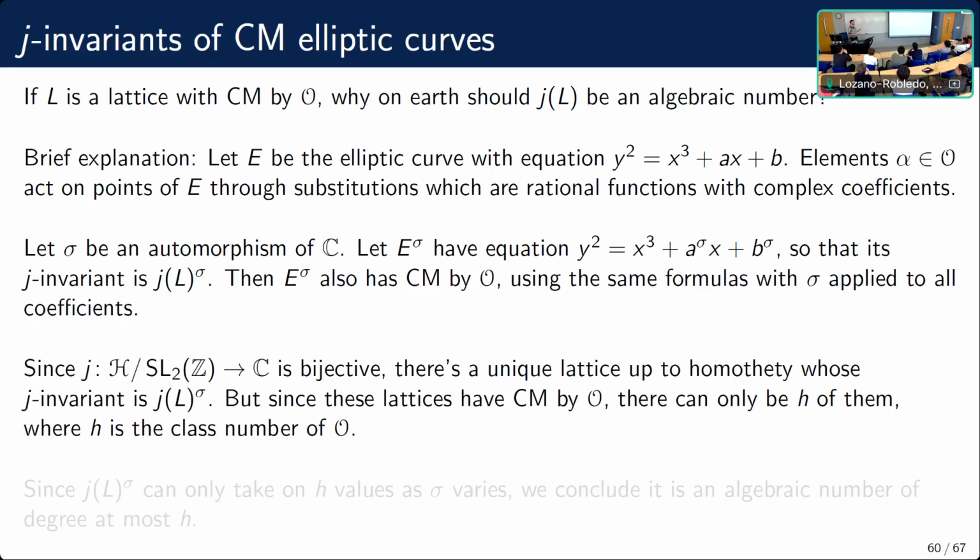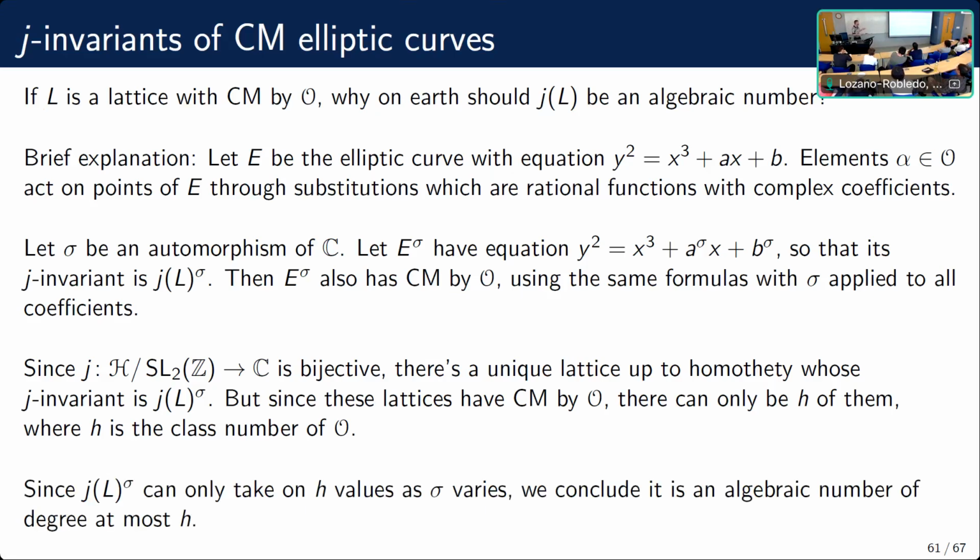And the only possible explanation is that the J-invariant is an algebraic number of degree H. If it was a transcendental number like pi, then you could send it off to e or any other transcendental number you want. But since that's impossible, you can only conclude that the J-invariant is algebraic.